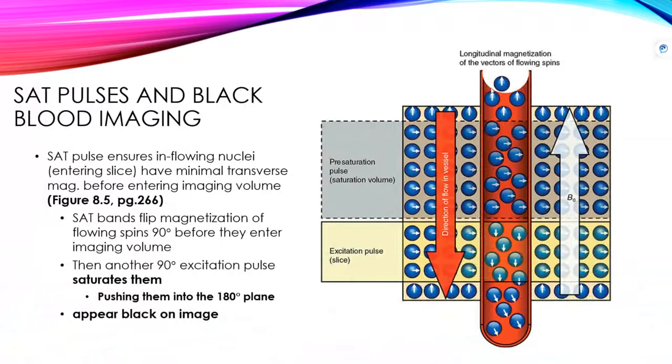So with a SAT band, you notice that the longitudinal magnetization is pointing up. So initially, your spins are all pointing up. Now, this is not the direction of flow. This is the direction of their magnetic vectors, okay? So the blood can be flowing in one direction while its vector is pointing the other way, because the vector is related to the magnetic field and the flow is related to the movement of the blood.